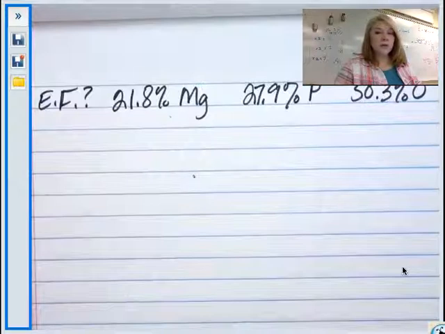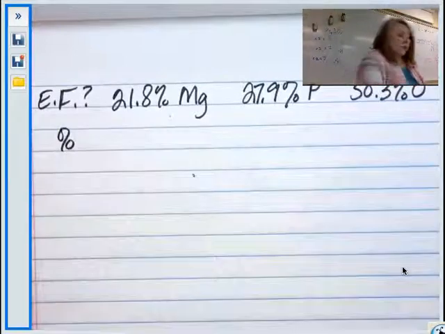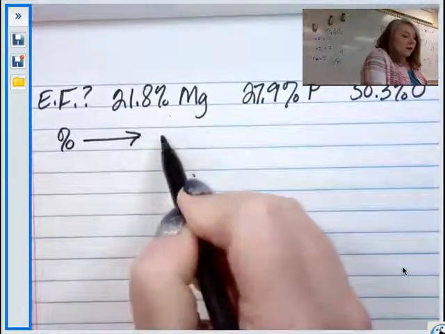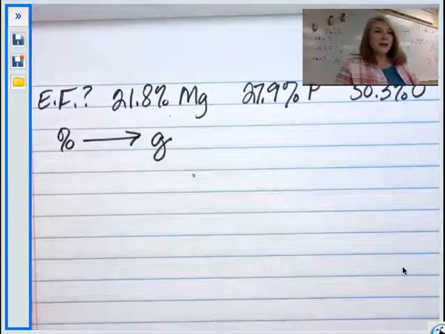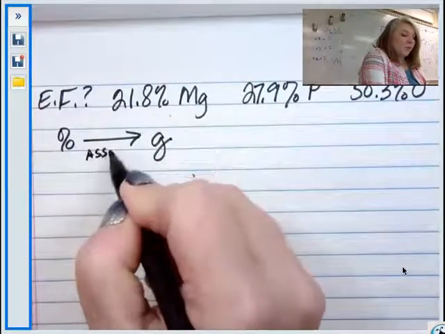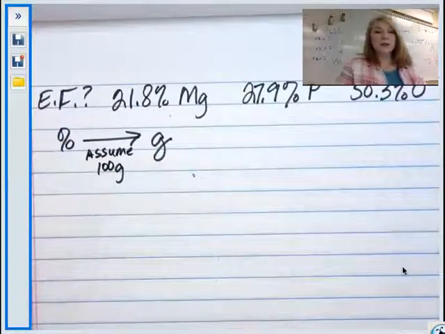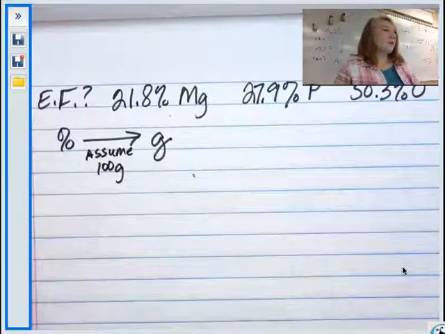Okay, so before we can do anything, we have to get rid of these percents. Your very first step is, if you have percents, you're going to need to change your percent directly to grams. A quick and easy way to do that is just make an assumption. Assume that you have 100 grams. If I had 100 grams of this substance, how many grams would be magnesium?